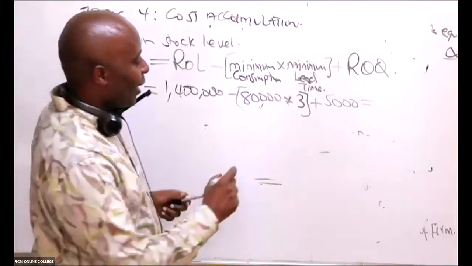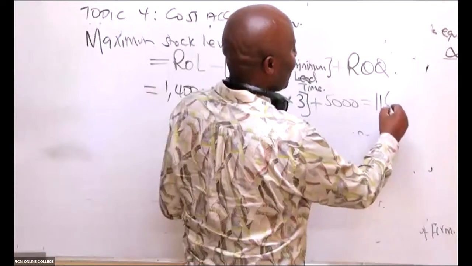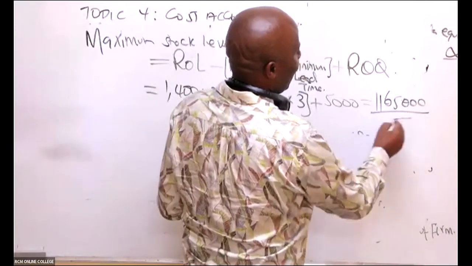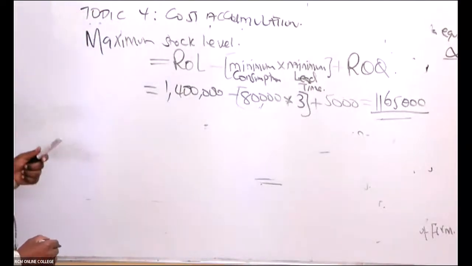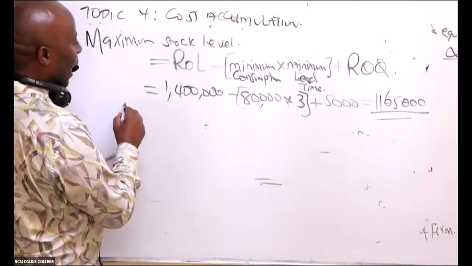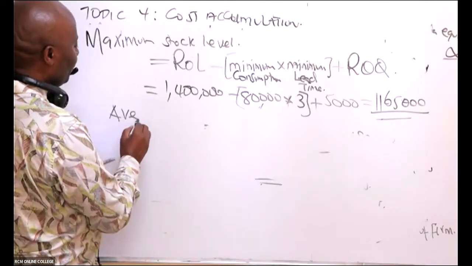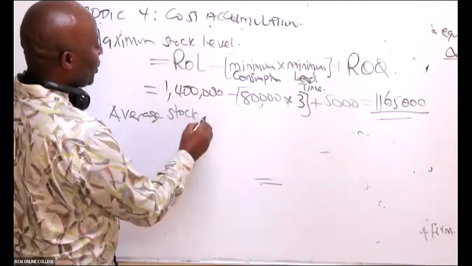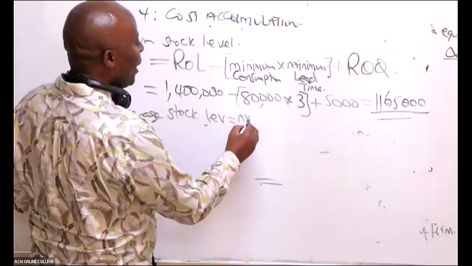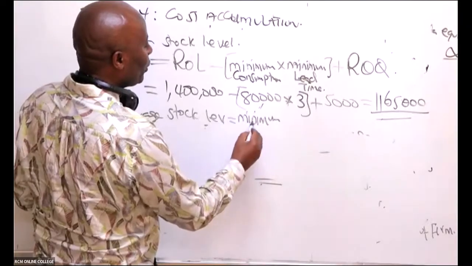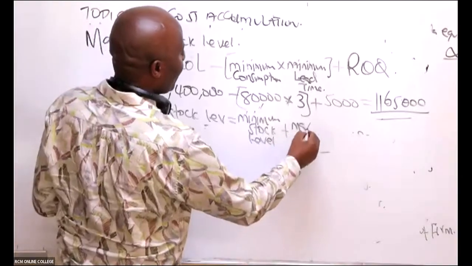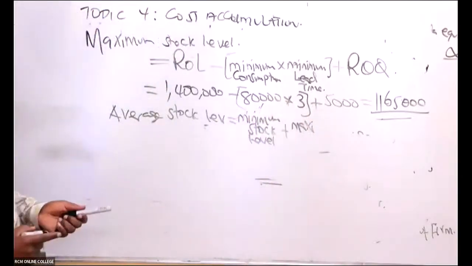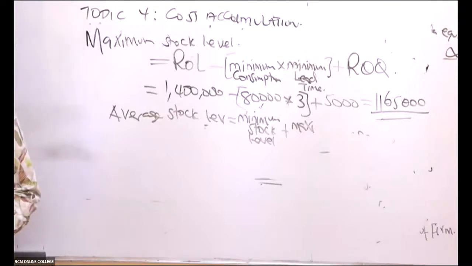And then I'll go back and show this ninja. 1 million. So 1,165,000. And as I go back, ladies and gentlemen, to show this ninja how we got this, could you kindly give me the average stock level? So average stock level will be minimum stock level plus what here, somebody? This figure is wrong. I'm being told it's wrong. But somebody has confirmed again, 1,165,000.